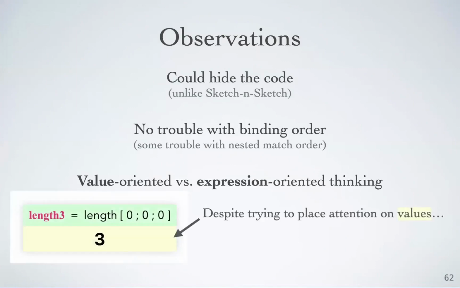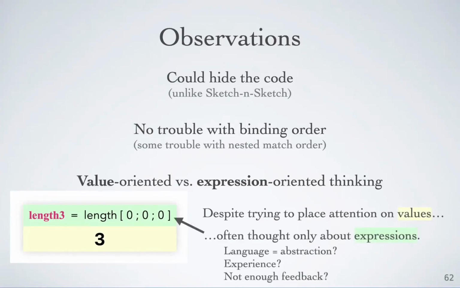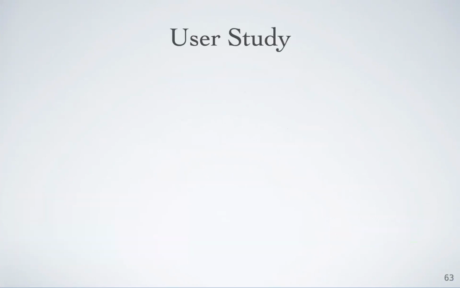Despite trying to pay attention to the values when implementing all of these functions, I found myself often thinking only about the expressions. And I bring this up because it also came up in our user study. So why is this? Why do we keep reverting back to thinking about the expressions? Is it because language is great for thinking about abstractions? Is it because we're programmers and we have lots of experience thinking in expressions? Or is there not enough live feedback in the tool? Do we not have enough values out there?